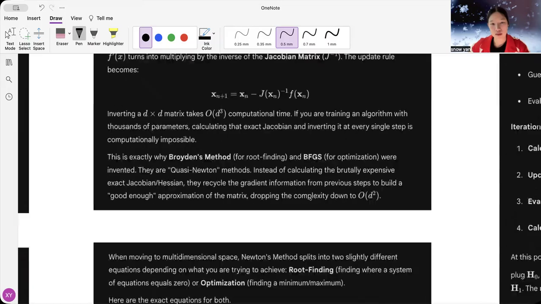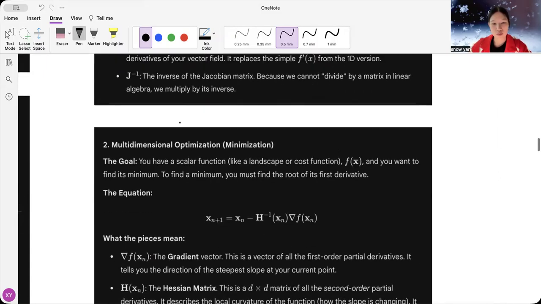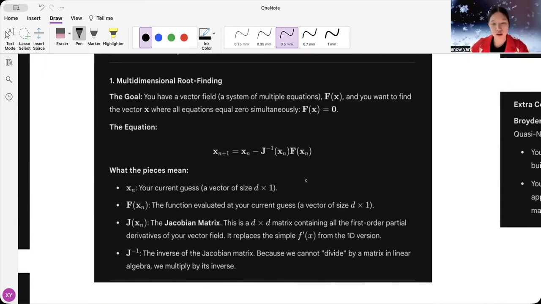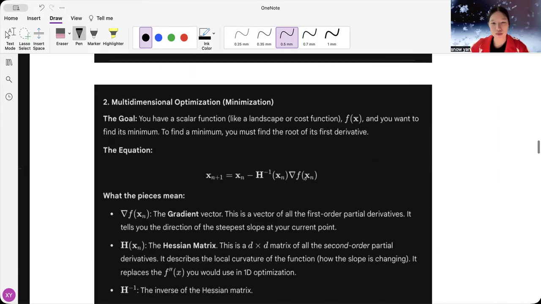So basically this would be very computationally expensive, because inverting this takes a lot of time, which is not good. And there are two formulas for it. For root finding, we have the formula we just saw. And then for multi-dimensional optimization, which I barely ever see because Newton's method is not the one for multiple dimensions, there is this equation over here.